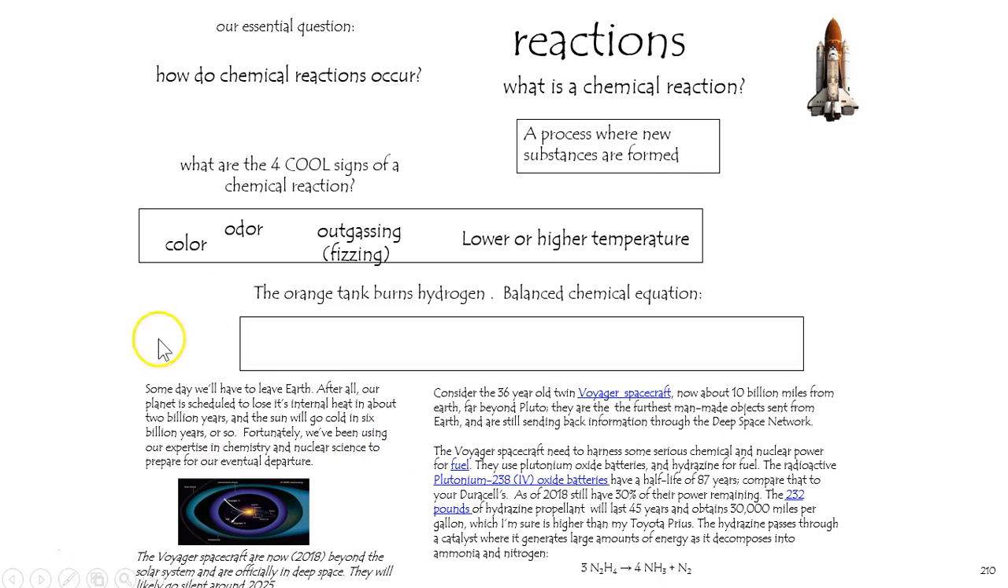On the space shuttle, back when that thing was flying, there was a giant orange tank on the back of it which simply burned hydrogen. Let's see if we can write a balanced chemical equation. Burning implies combining with oxygen, so we're reacting hydrogen with oxygen. You should know that hydrogen is a diatomic element, as is the rest of the Brown-Cliff list, and O is on that as well. So we've got hydrogen and oxygen molecules reacting to form water, H2O.